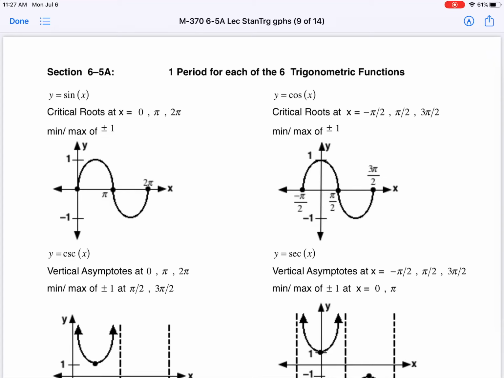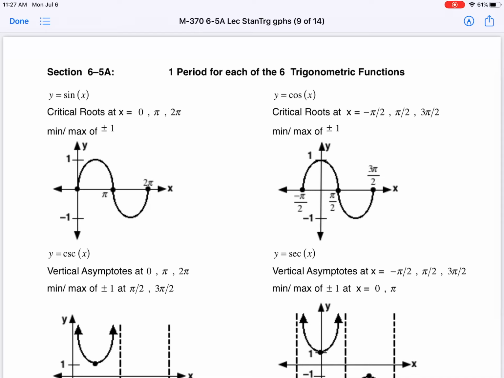All right, welcome to 6.5a. Here we're just reminding you of the basic graphs of sine, cosine, cosecant, and secant. The goal of all of this is to have you be able to graph any trig function, even with movement that's going on, just like you did back in your trigonometry class. And so we're just reminding you what they look like.